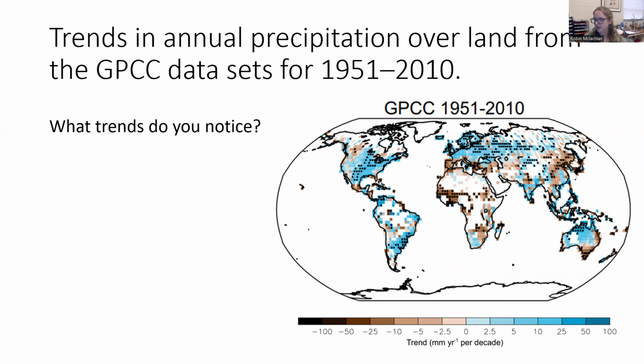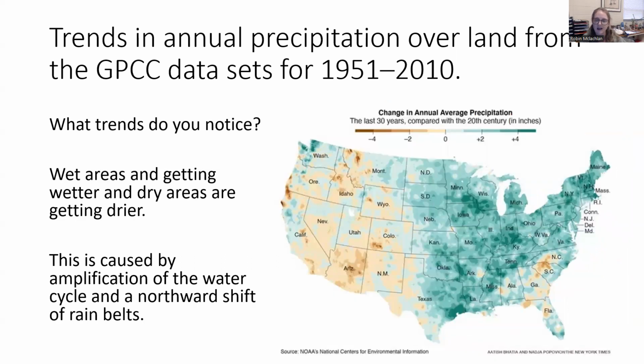I'm going to zoom into the US to make this trend a little bit more obvious, but you might have noticed that wet areas are getting wetter and dry areas are getting drier. So the East Coast, where we already have a ton of rain, right, especially around the Gulf, that's getting a lot wetter. Whereas the Midwest and in the West, where it's already a desert, it's already very, very dry, it's getting even drier. And this is caused by an amplification of the water cycle and a northward shift of rain belts, right? So basically, we're just making the water cycle go into overdrive, where places that were already experiencing a lot of evaporation are experiencing more evaporation, and places that were already experiencing a lot of rainfall are getting even more rainfall. And again, we'll talk about exactly why a little later in the semester.